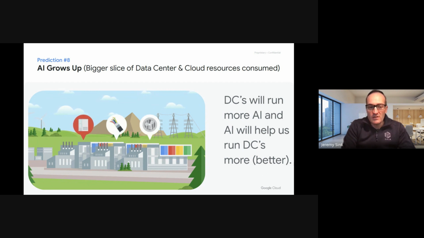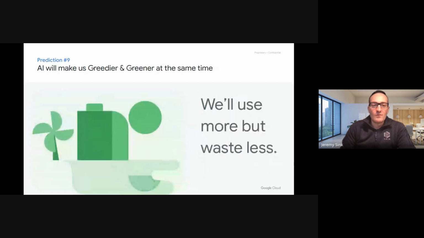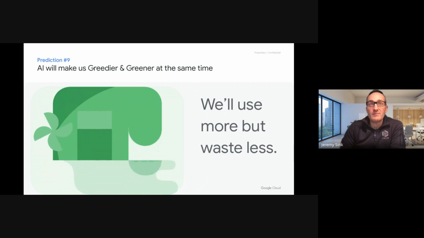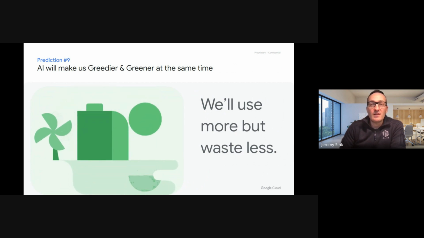So obviously we, and other hyperscalers, need to figure out how to use AI so that we can run data centers more efficiently. And Google's one of the only ones whose data centers are completely carbon neutral, because we source all the clean energy that we can to run them. So it will make us greedier, but it will also make us greener at the same time. We'll use more, but we'll waste less.